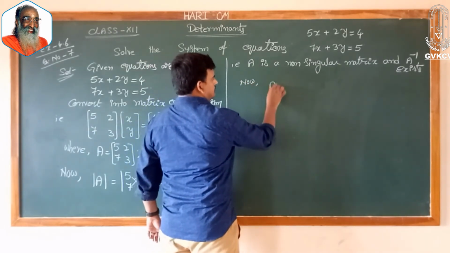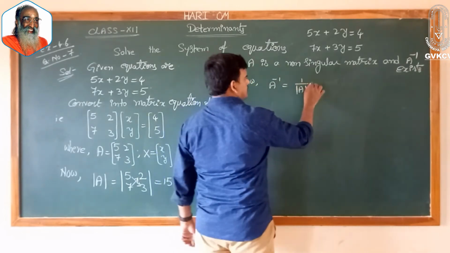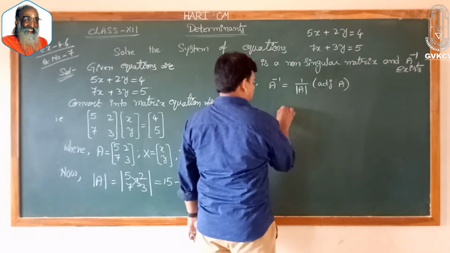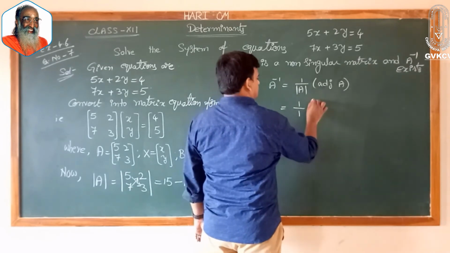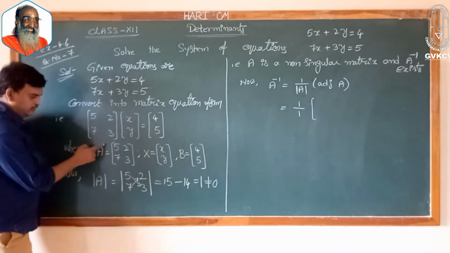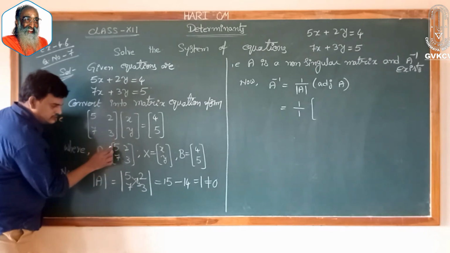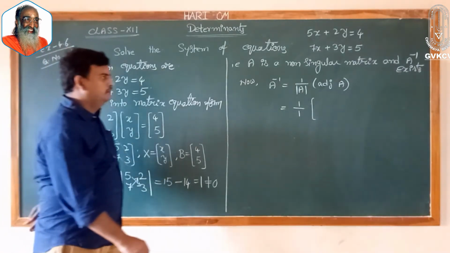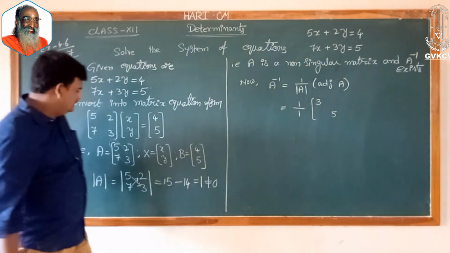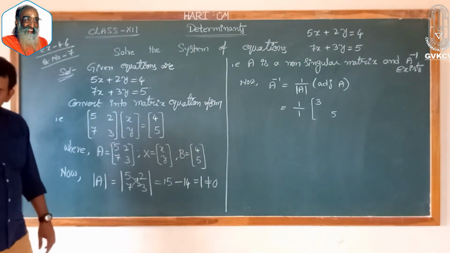Now, A inverse is equal to 1 by det A into adjoint of A, that is equal to 1 by 1 into adjoint of A. As we know, what does adjoint of A mean? When this is the matrix A, the principal diagonal elements have to be interchanged. Here actually we have 5, 3. When we interchange, we have 3 and 5.